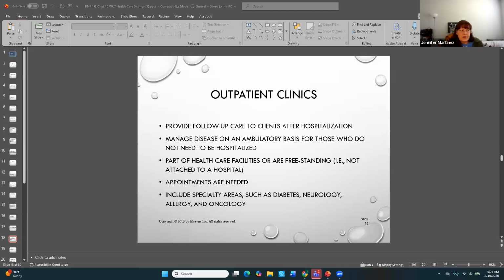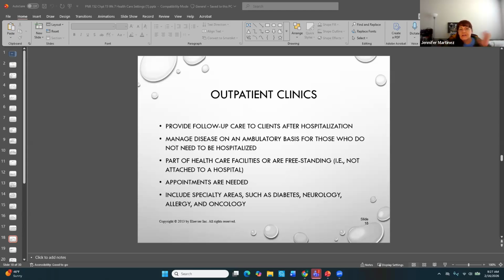It also includes your specialty areas: diabetes, neurology, allergy, oncology, ENT, cardiology. I'm sure I'm missing a whole lot, but again, specialized clinics for different diseases. And they usually are going to have an appointment, right? Most places, if you have a primary care provider, you don't just walk into the office in the morning and say, hey, I'm here, I need an appointment, right?